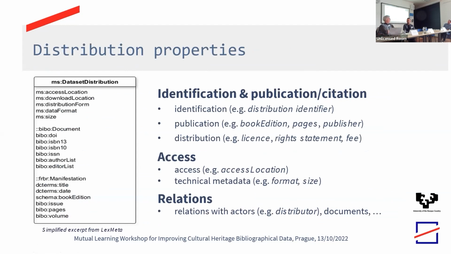On the other hand, on the properties of the distribution, which is equivalent to the publication, as we said in FRBR, again, we need to have also identification information like what the title is, what the identifiers are, the DOI or the ISBN, ISSN, information about the publication, the publisher, book edition, pages, but also information on distribution.